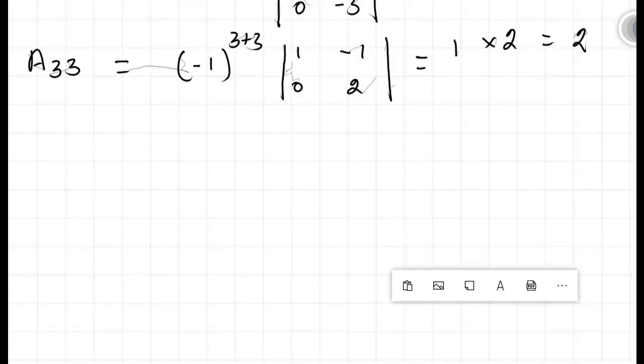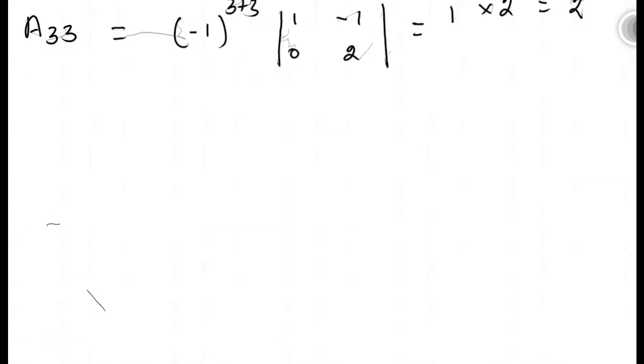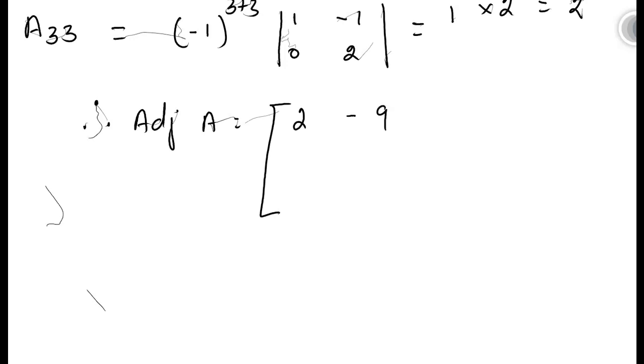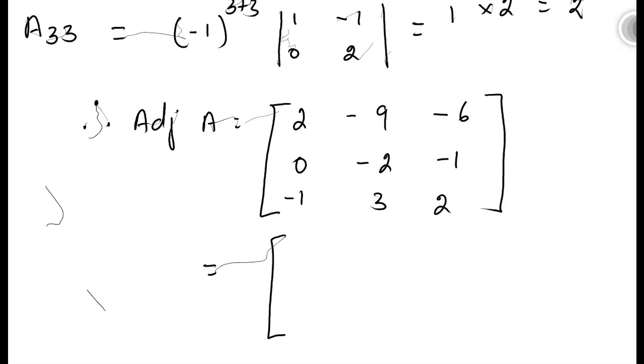So, therefore, the adjoint of A is equal to 2, minus 9, minus 6, 0, minus 2, minus 1, minus 1, 3, 2, which is equal to, now I'll transpose it, then that gives you 2, 0, minus 1, minus 9, minus 2, 3, minus 6, minus 1, 2.